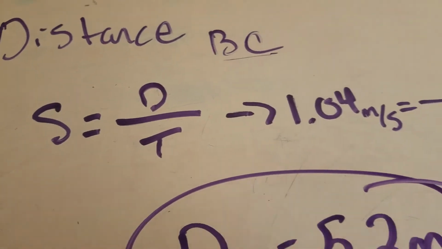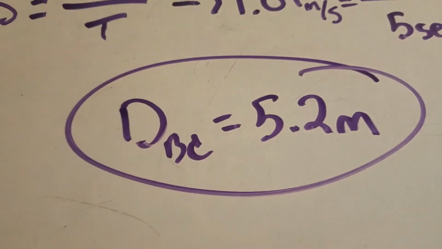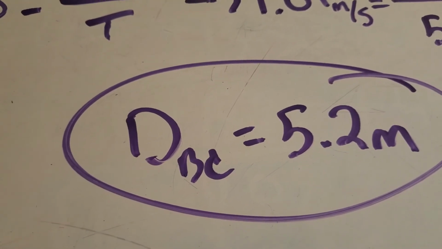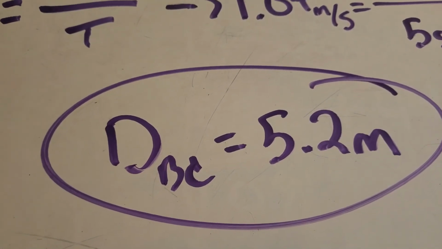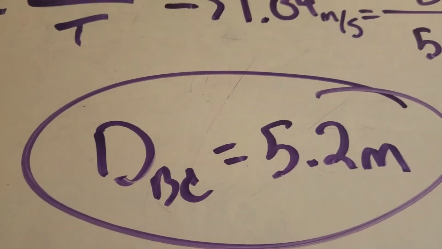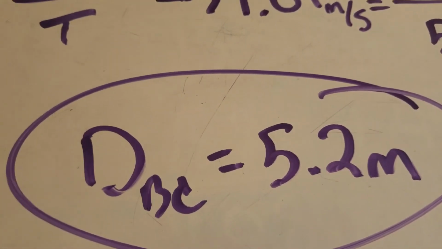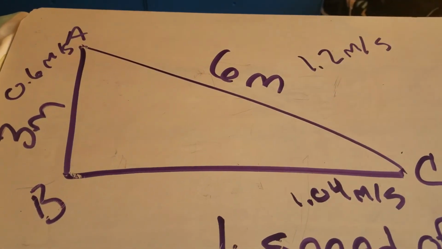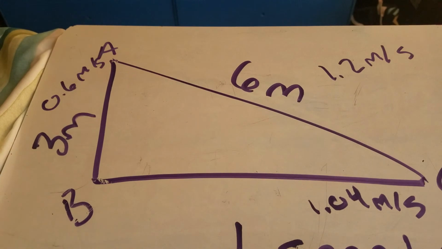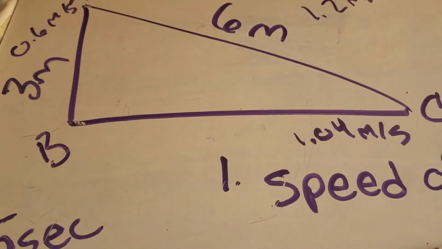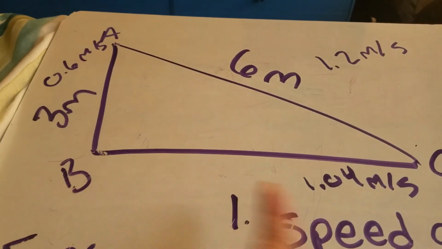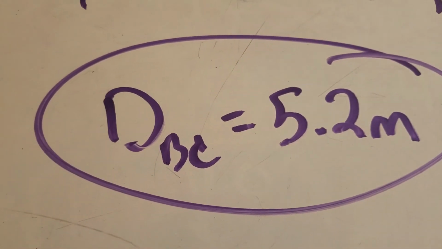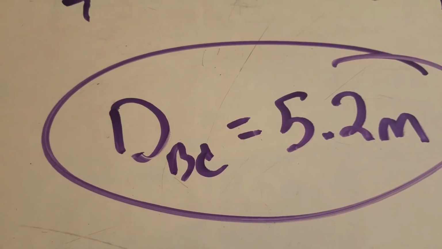That sounds like a great answer, but how do I know it's right, Miss Garlie? Well, if you remember from our last video, I believe it was the last one, there's a way that we can double check to make sure this sounds like a good answer. And that is, let's take a look at our triangle again. Remember, the hypotenuse has to be the longest side. So our answer for the distance between BC cannot be longer than 6 meters. Our answer is 5.2 meters, so it looks like it's probably pretty good.